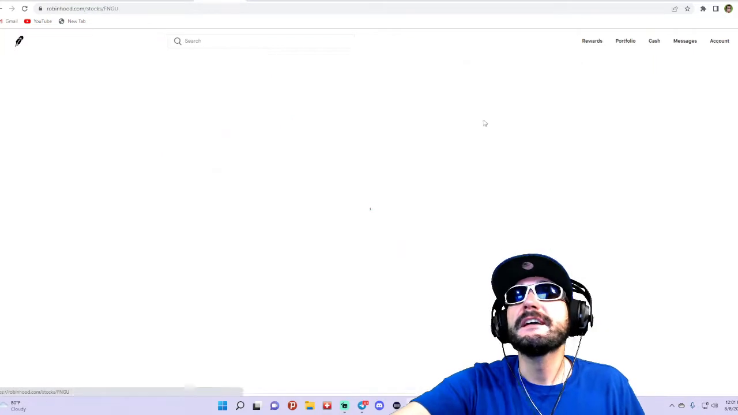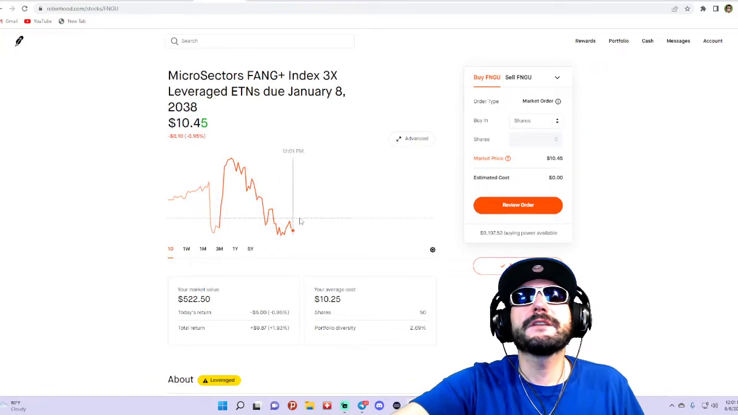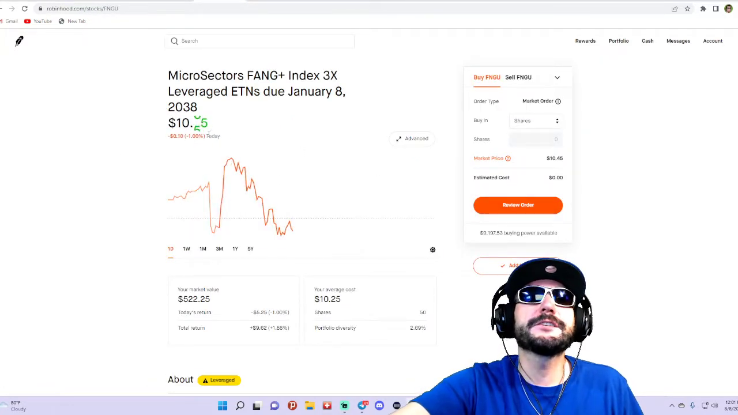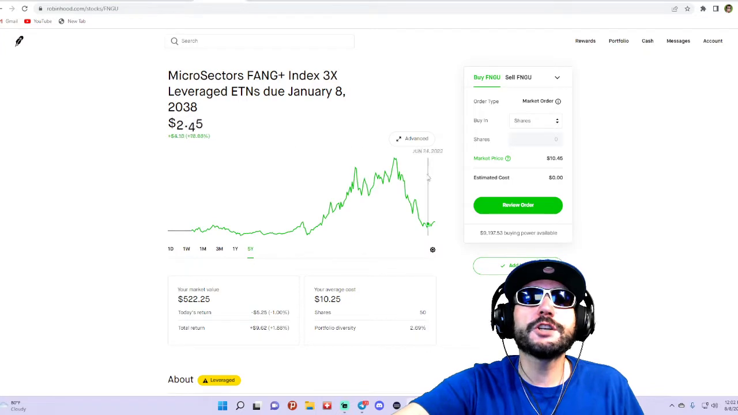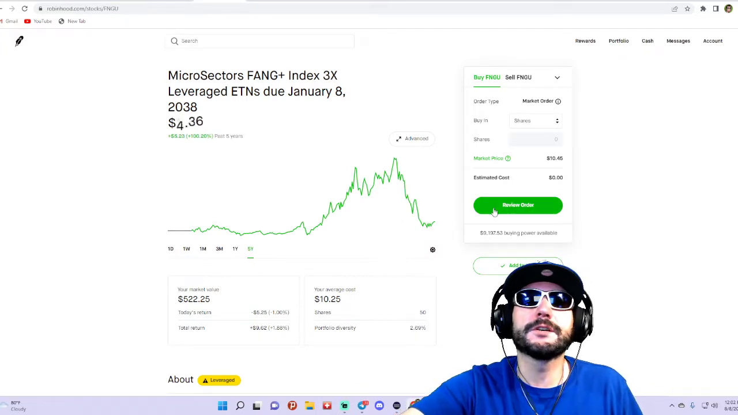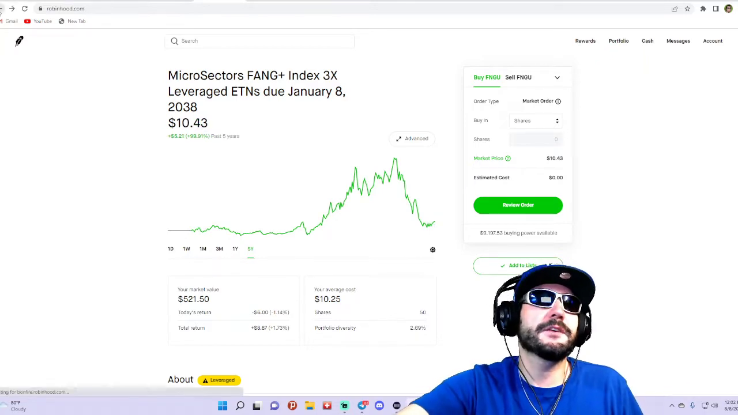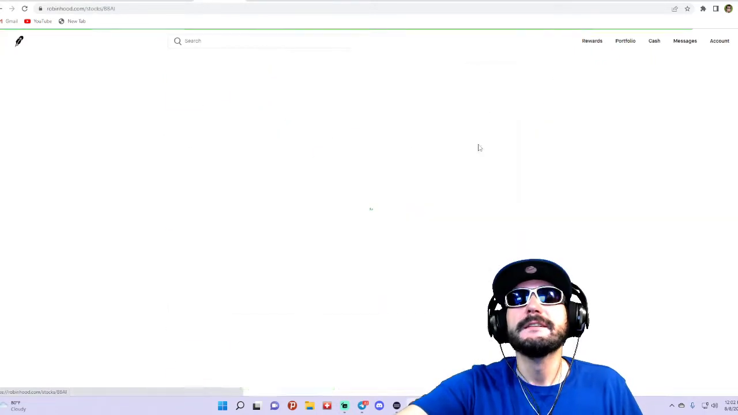Let's see. FNGU, this is an interesting one because this is leveraged trading. This is a 3x leverage on the SPY. So this would be a pretty good long term to get into. I think I started buying into this. This is more of a long term play. I'm actually not day trading this, so ignore that one.